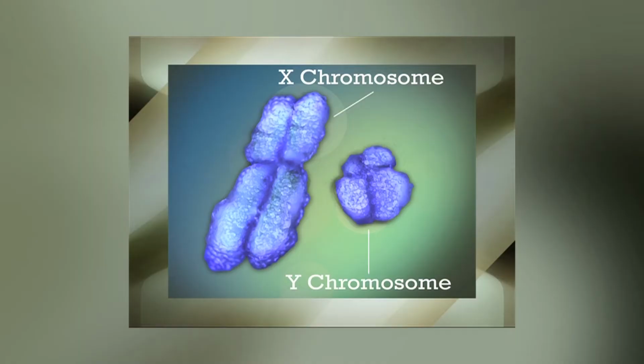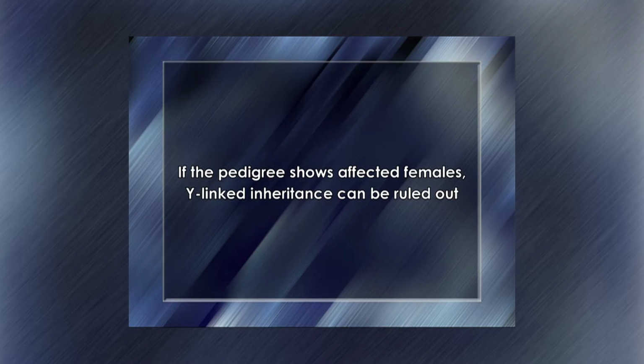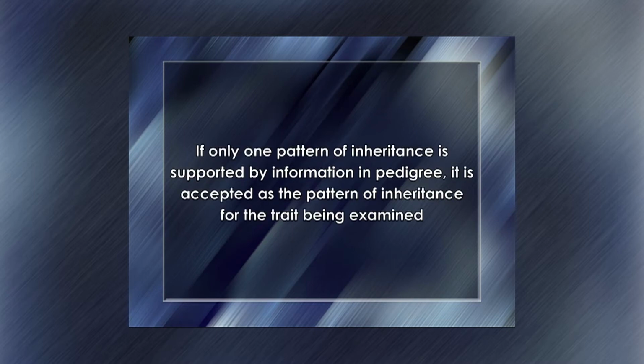If you are analyzing a pedigree, first try to rule out all patterns of inheritance that are inconsistent with the pedigree. For example, only males carry a Y chromosome, and for traits controlled by a gene on the Y, only males will be affected. If the pedigree shows affected females, Y-linked inheritance can be ruled out. Second, if only one pattern of inheritance is supported by the information in the pedigree, it is accepted as the pattern of inheritance for the trait being examined.